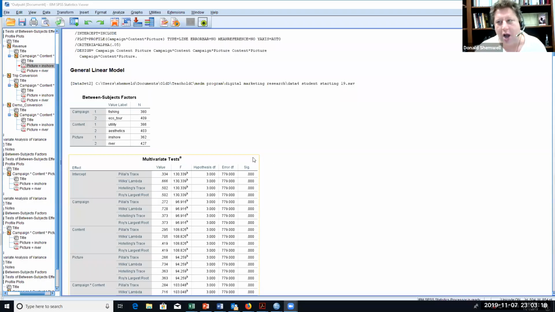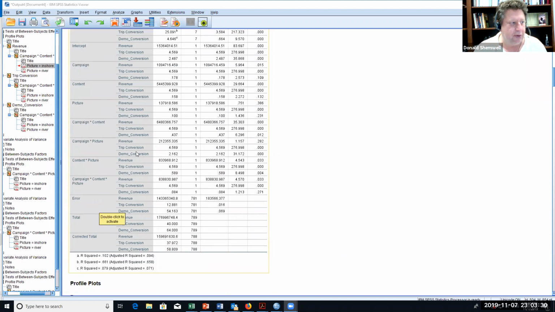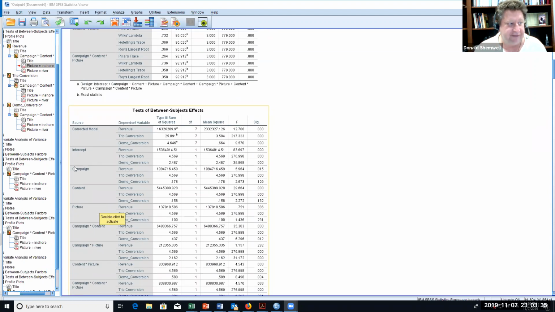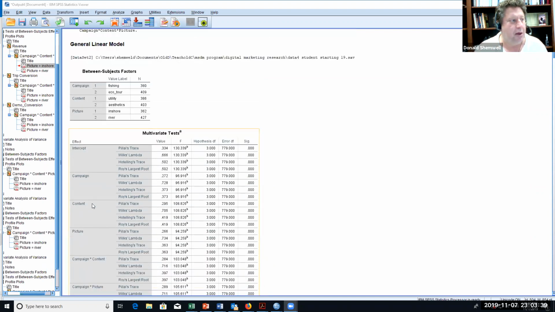The second independent variable is the type of content, the actual copy that went into the ads. I shared my screen. You can see the independent factors here and the outcome factors down here: revenue, trip conversion, demo, and then campaign, content, and picture as the fixed factor independent variables. Content refers to the copy in the ad.